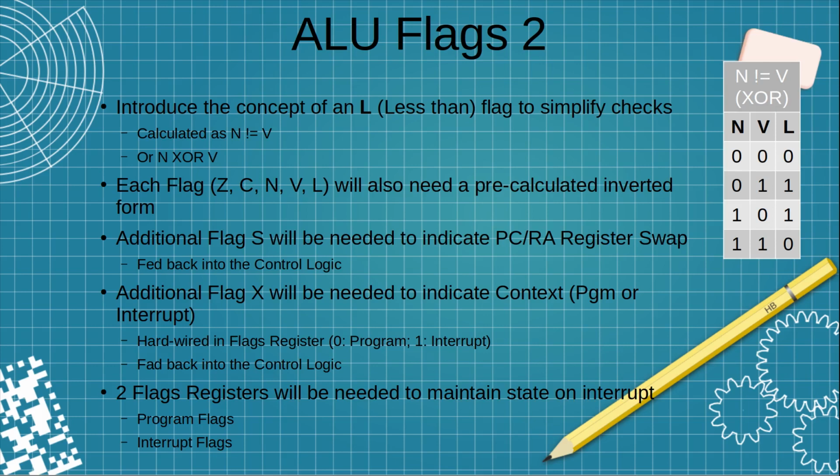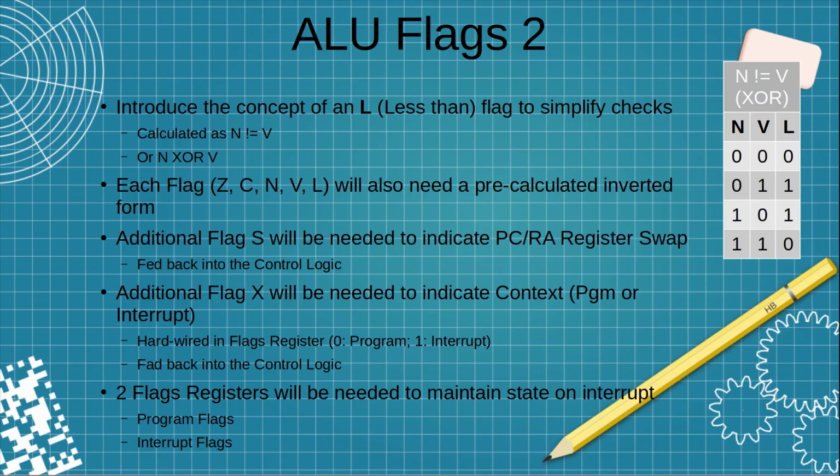There's also going to be 2 additional flags, one to indicate if my program counter and return address register are in a swapped state, and then another one to indicate whether I'm in a program context or an interrupt context. And those will be used later in the processor build.